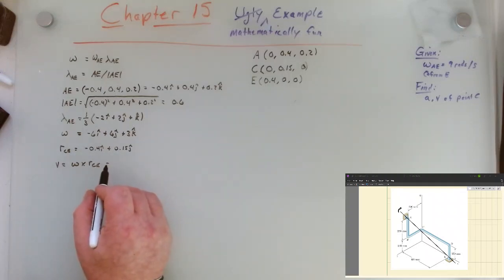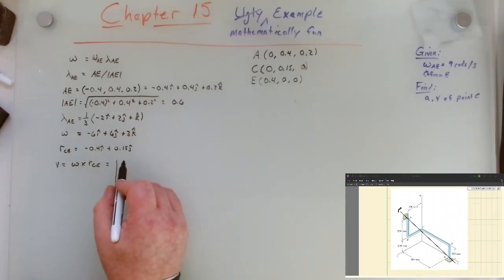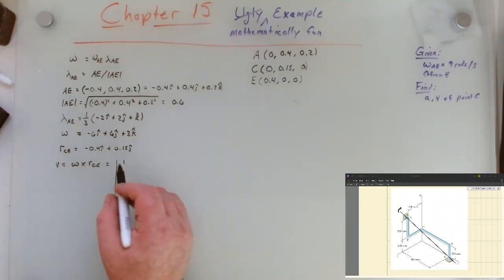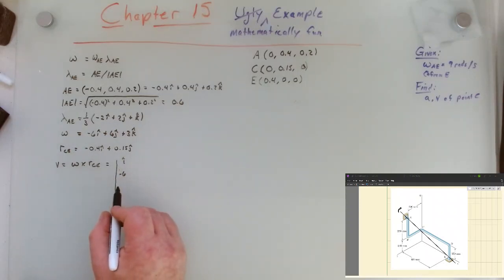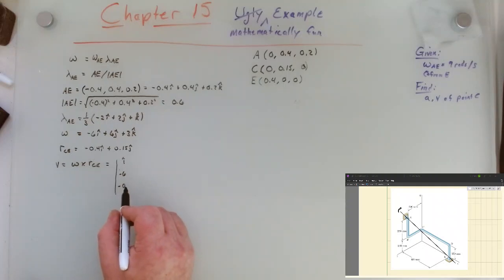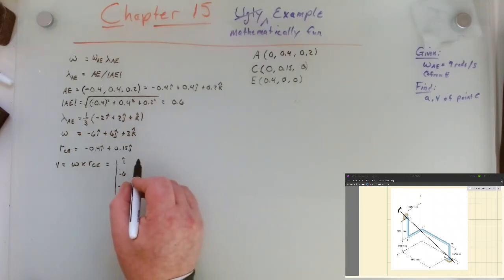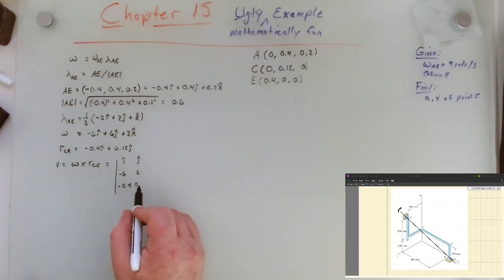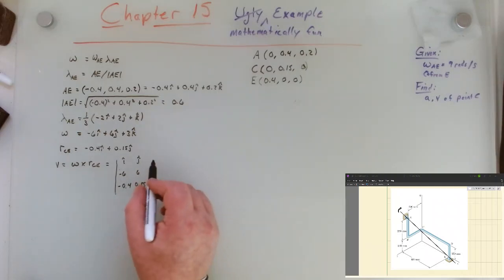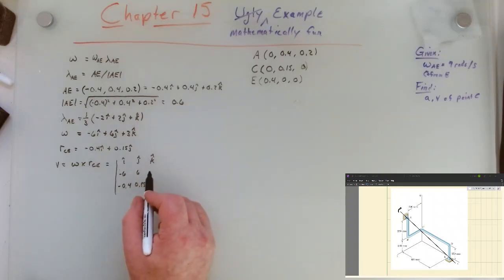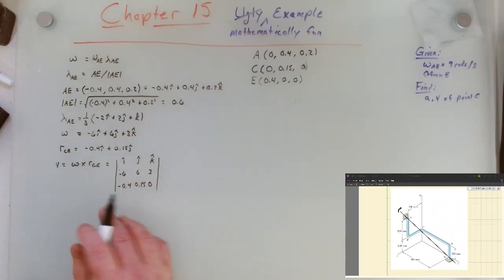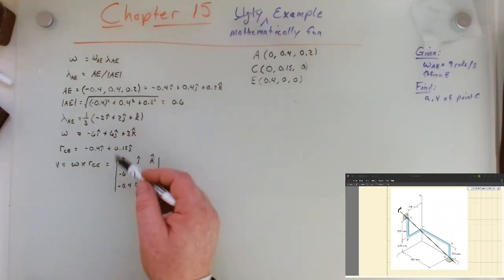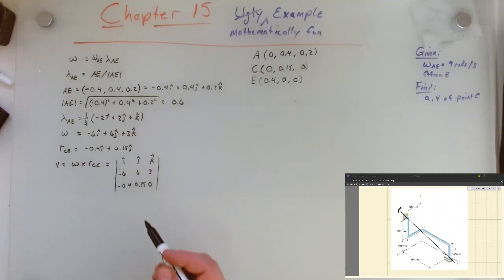Okay, and we have i and then omega, so minus 6, and then the i component of RCE is minus 0.4, then j, we have 6 and 0.15, k, we have 3 and 0. And then recall from linear algebra, if you've taken it, that the straight up and down bars actually mean the determinant, which is what we're after. So let's blast through this.